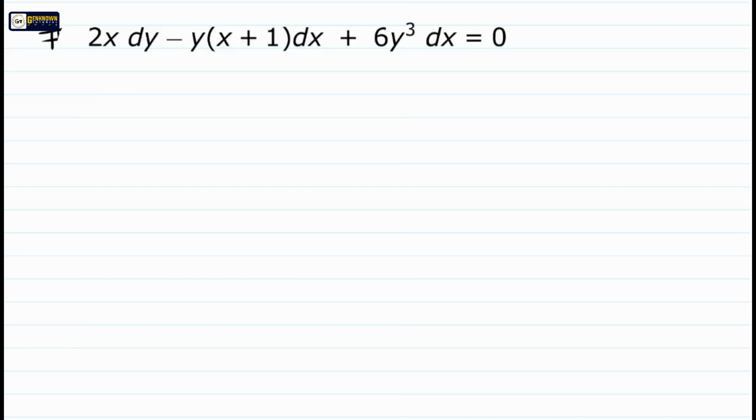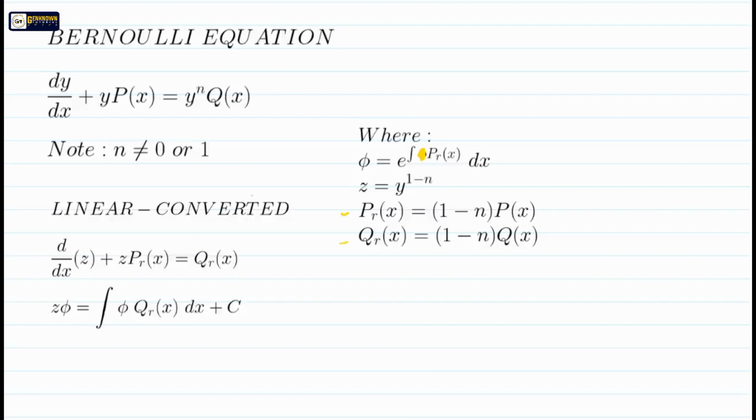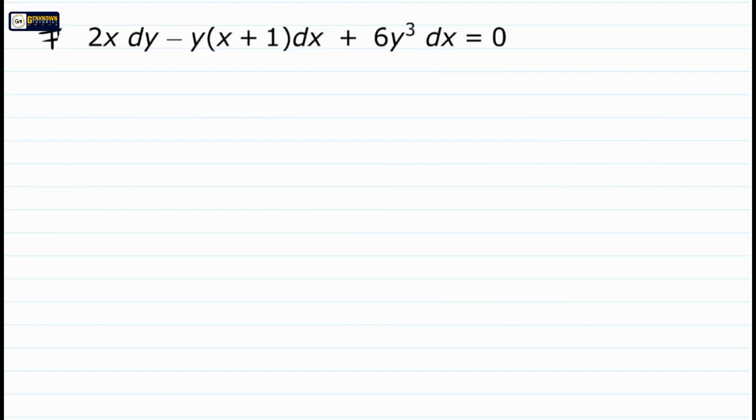For example number 1, we have 2x dy minus y multiplied by the quantity of x plus 1 dx plus 6y cubed dx is equal to 0. For the first step, we will modify this equation into the standard form under the Bernoulli equation. Remember, we have dy over dx plus y p of x is equal to y raised to n q of x. So as you can see, we have 2x here, dx and dx.